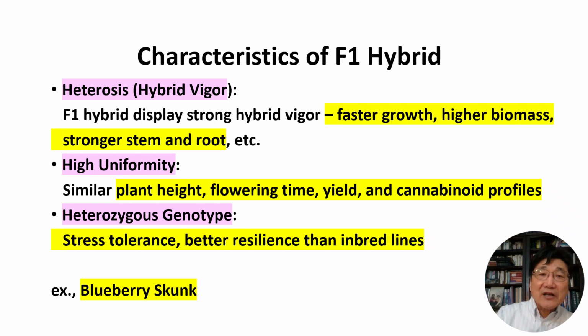F1 hybrids are vigorous because heterozygous gene combinations perform better and bad alleles are masked. Let's look at the example of a typical F1 hybrid of cannabis, blueberry skunk, in the following slide.